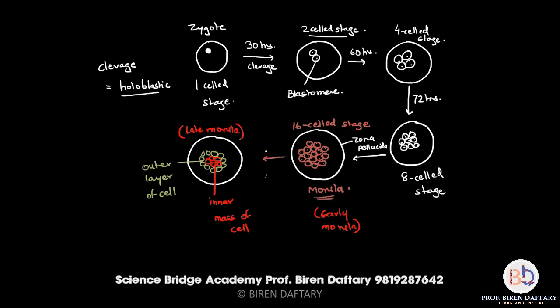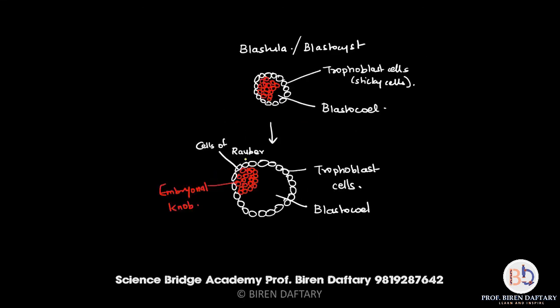This morula again develops to form two layers of cells called the outer layer of cells and the inner mass of cells. This morula reaches the uterus in about 4 to 5 days. The endometrium secretes a fluid which is absorbed by the outer layer of cells and the zona pellucida disappears. Because of the outer cells absorbing the fluid, they become sticky, and these are called the trophoblast cells. The space created is called the blastocele, and now this entire structure is called a blastula or a blastocyst, which increases in size. These inner mass cells are called the embryonal knob.